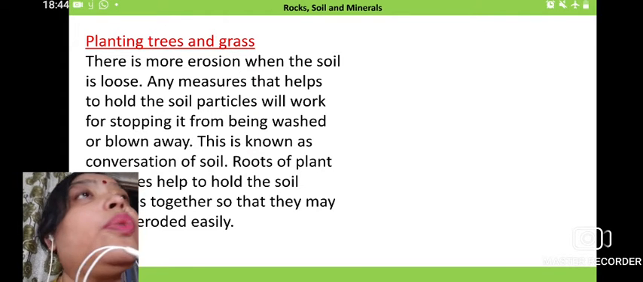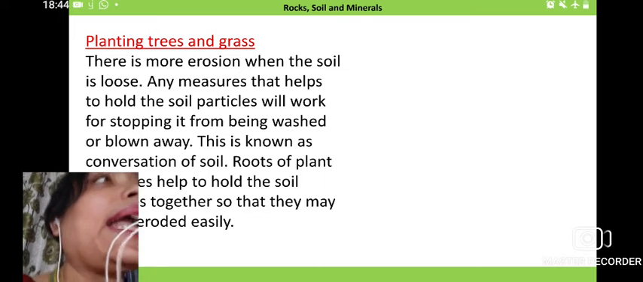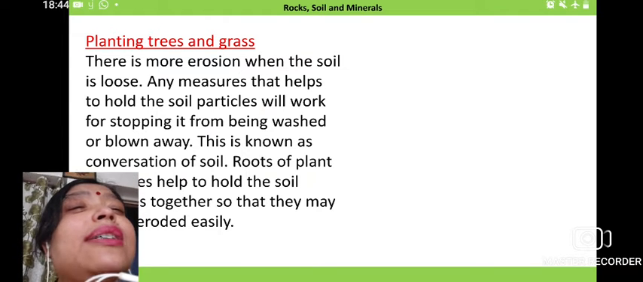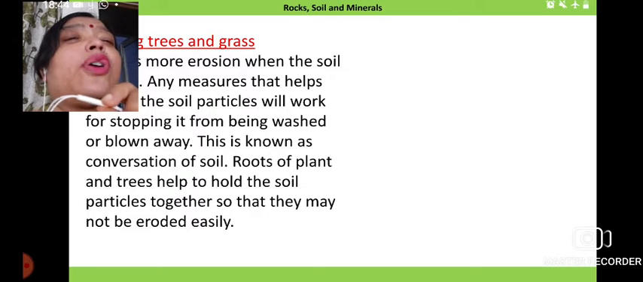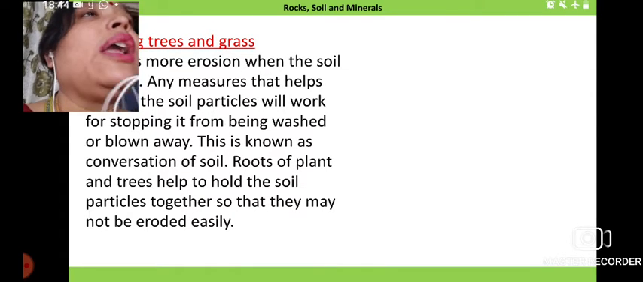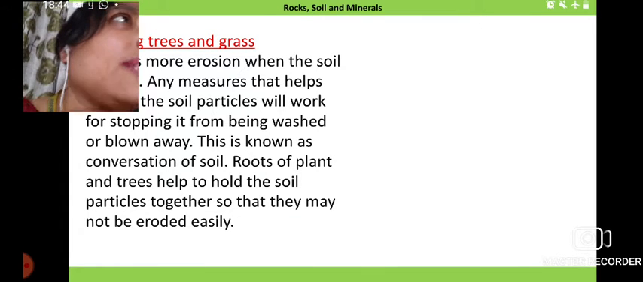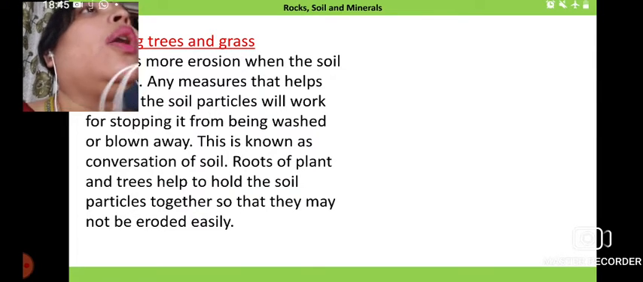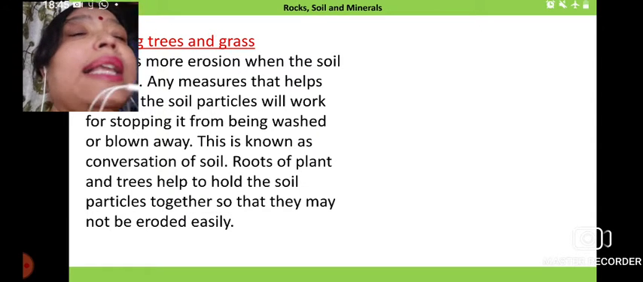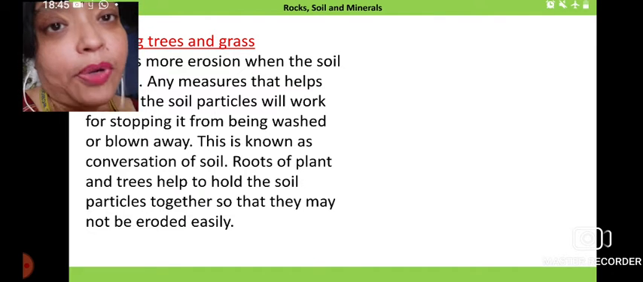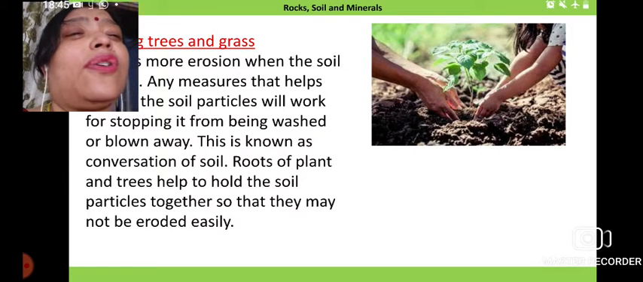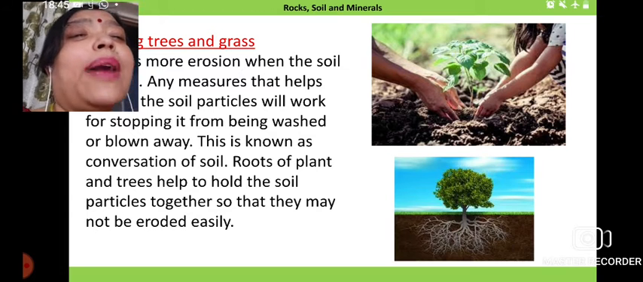Now there is more erosion when the soil is loose. Obviously, if the soil contains loose particles, it can move away or be swept away, so any measures that help to hold the soil particles will work for stopping it from being blown away or eroded. It's simple: if we apply methods that hold the soil particles, then the soil will not remain loose and will not be blown away or washed away. This process by which the soil particles are held together is known as the conservation of the soil.